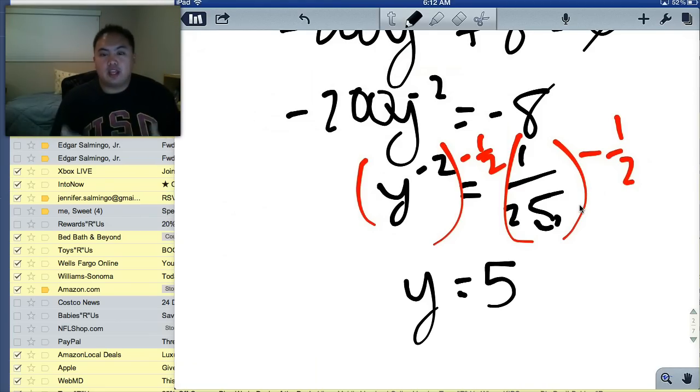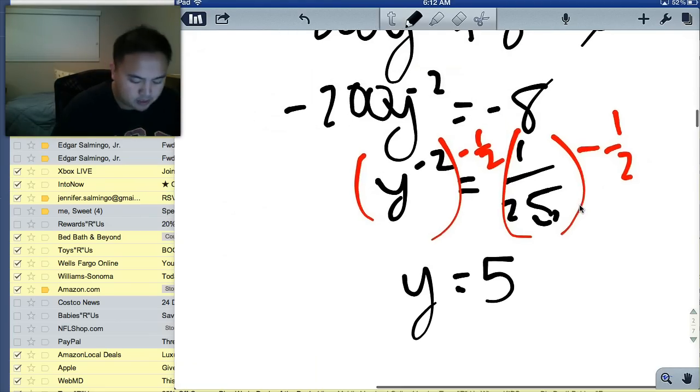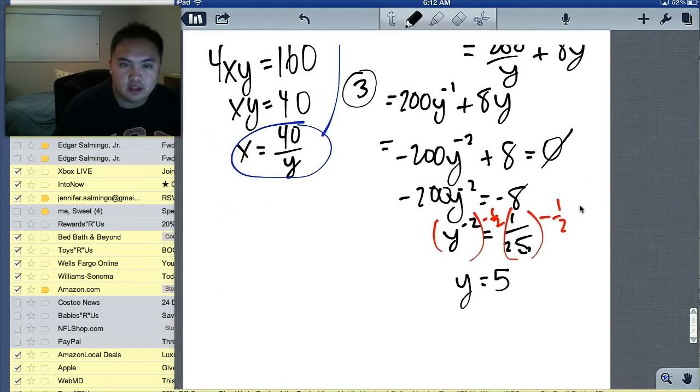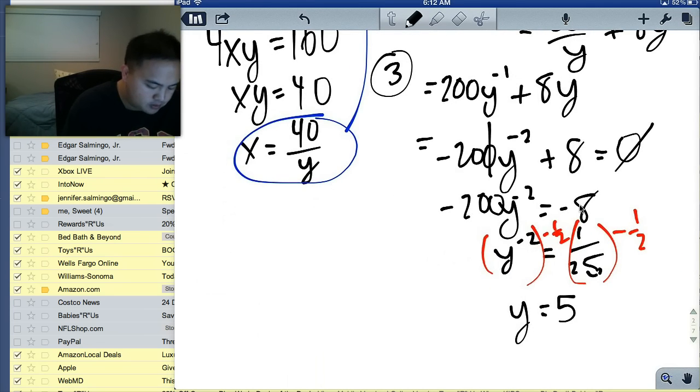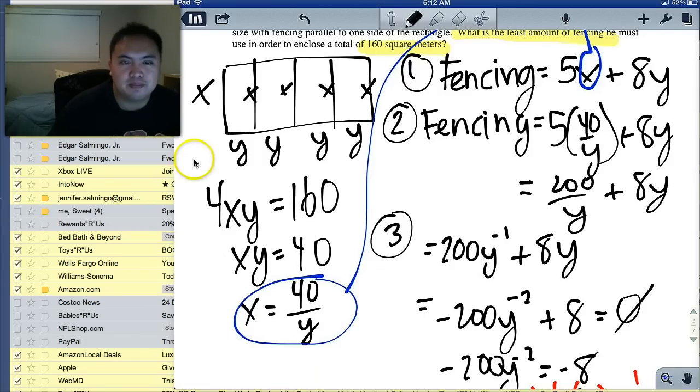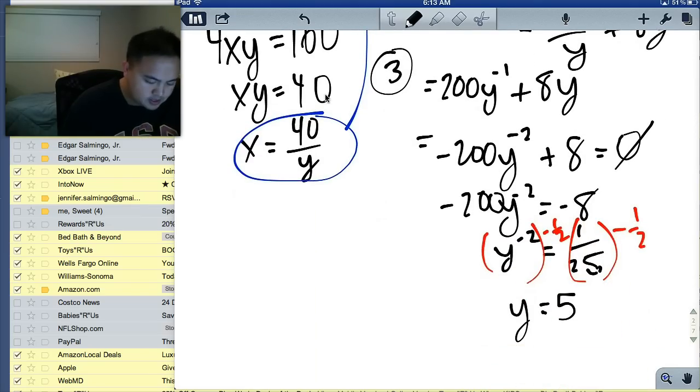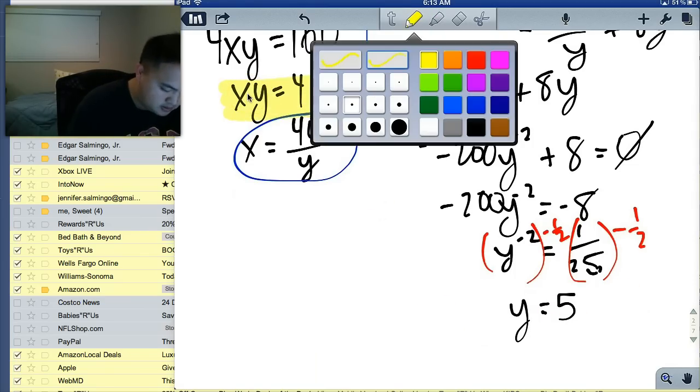And I don't even need to plug it in, but I already know that y equals 5. I know that if I need to get the least amount of fencing for this particular pen, I know that these y's have to be 5 each. Okay. What about x? What does x have to be? Well, to get x, if you recall, I came up with a formula xy equals 40. So if y equals 5, that means x has to equal 8.